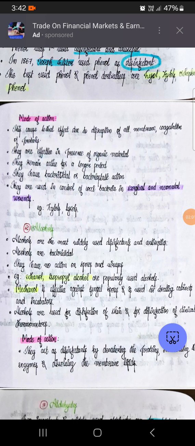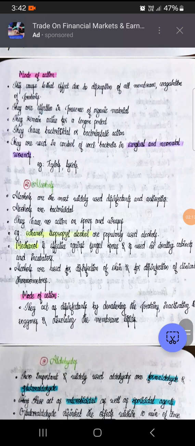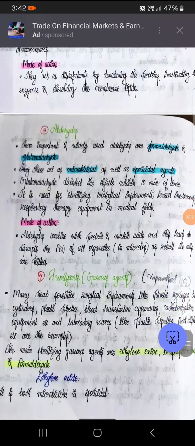Alcohols are the most widely used disinfectants. They also act as antiseptics. Alcohols are generally bactericidal. They have no action on spores and viruses. Example, ethanol, isopropyl alcohol, methanol. Mode of action: they act as disinfectants by denaturing the proteins, inactivating enzymes, and dissolving the membrane lipids.